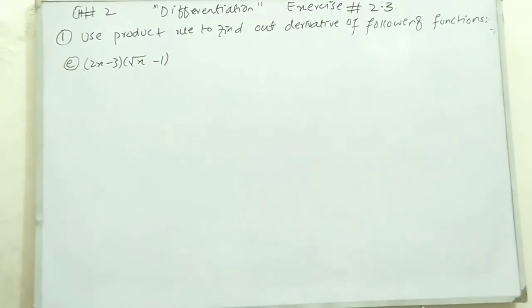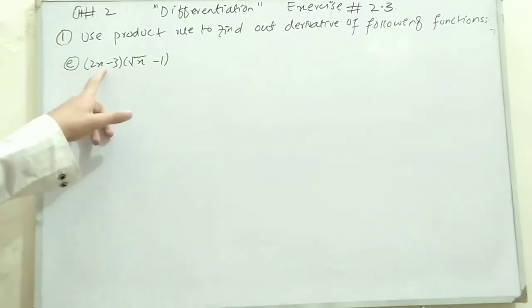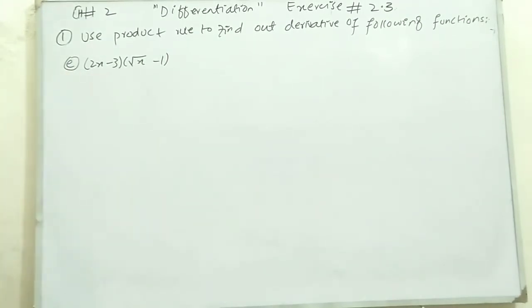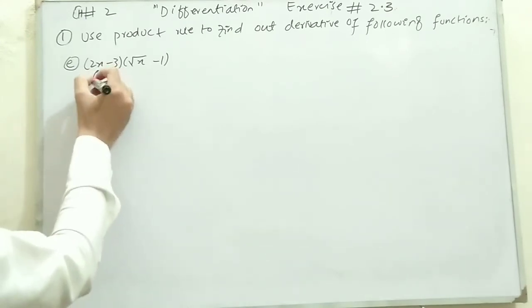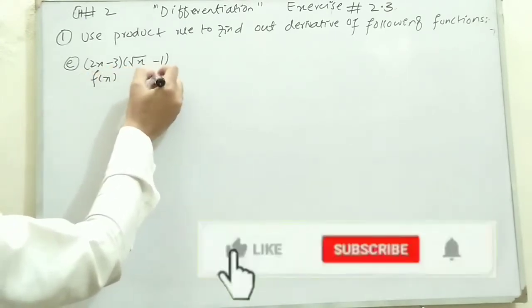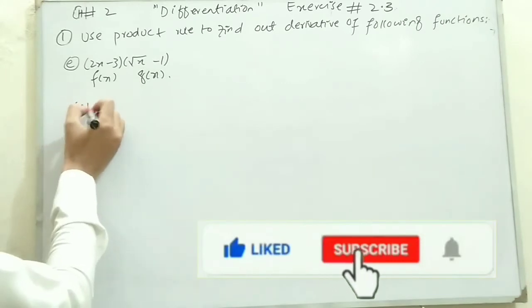Now move to part E. It tells that a function 2x − 3 multiplied by √x − 1, find the derivative. So let's suppose this is the first function f(x) and this is the second function g(x). So move toward the solution.